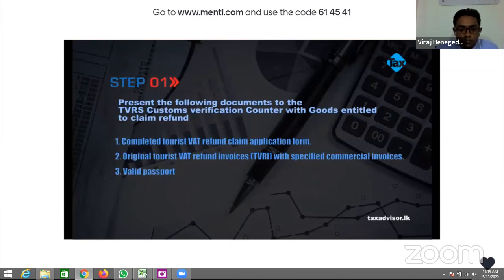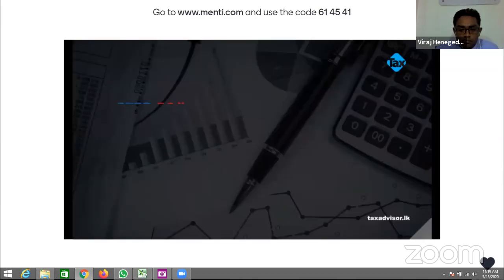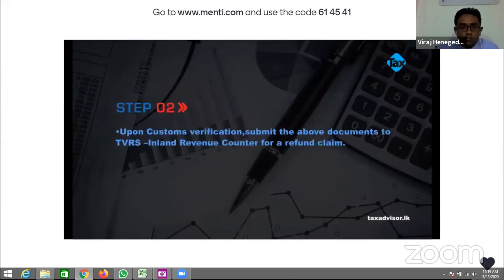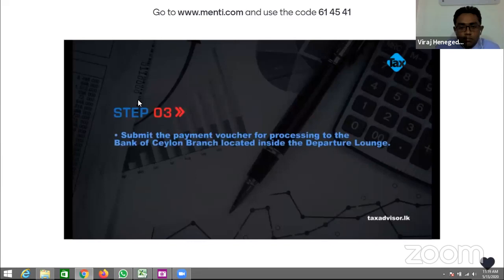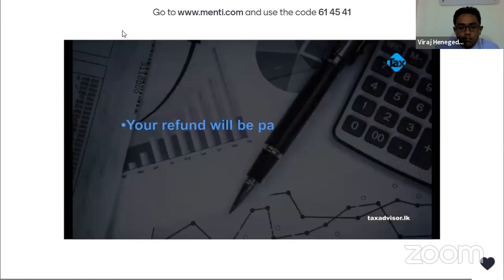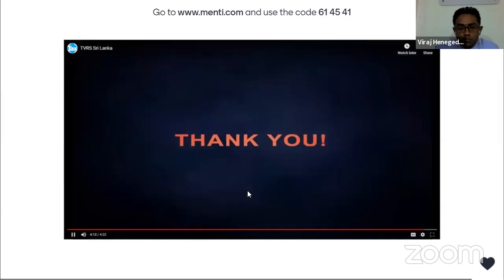Number three, valid passport. Step number two, upon customs verification, submit the above documents to the TVRS Inlet Avenue counter for a refund claim. Step number three, submit the payment voucher for processing to the Bank of Ceylon branch located inside the departure lounge. Your refund will be paid in cash.